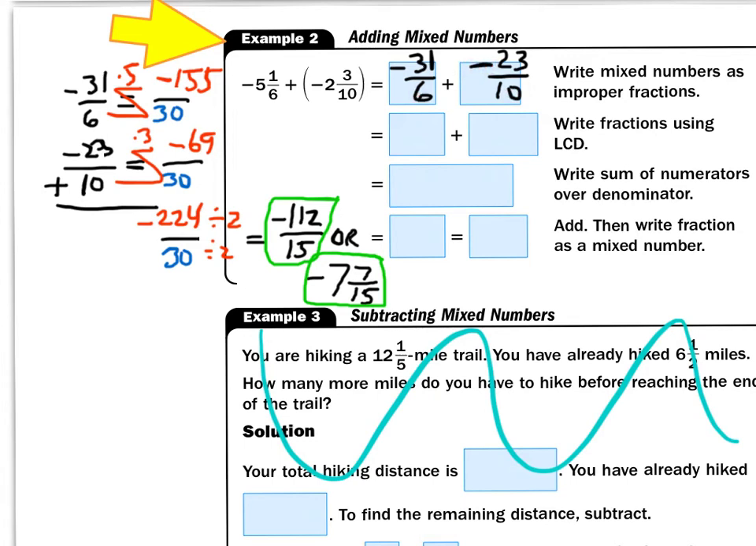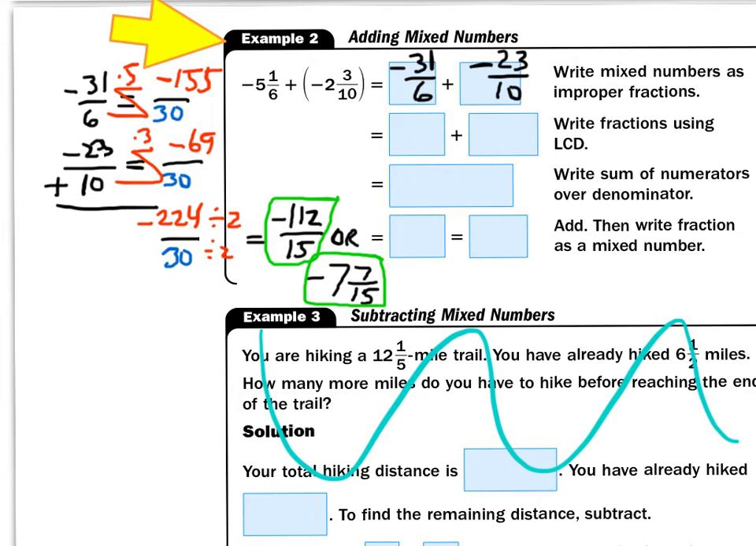Okay, and now the denominators do not match, so I'm going to write it as a tower. Negative 31 over 6 on top and negative 23 over 10 down below. And then I put an equal sign with a fraction bar, equal sign with a fraction bar, and I put a fraction bar down in my answer.